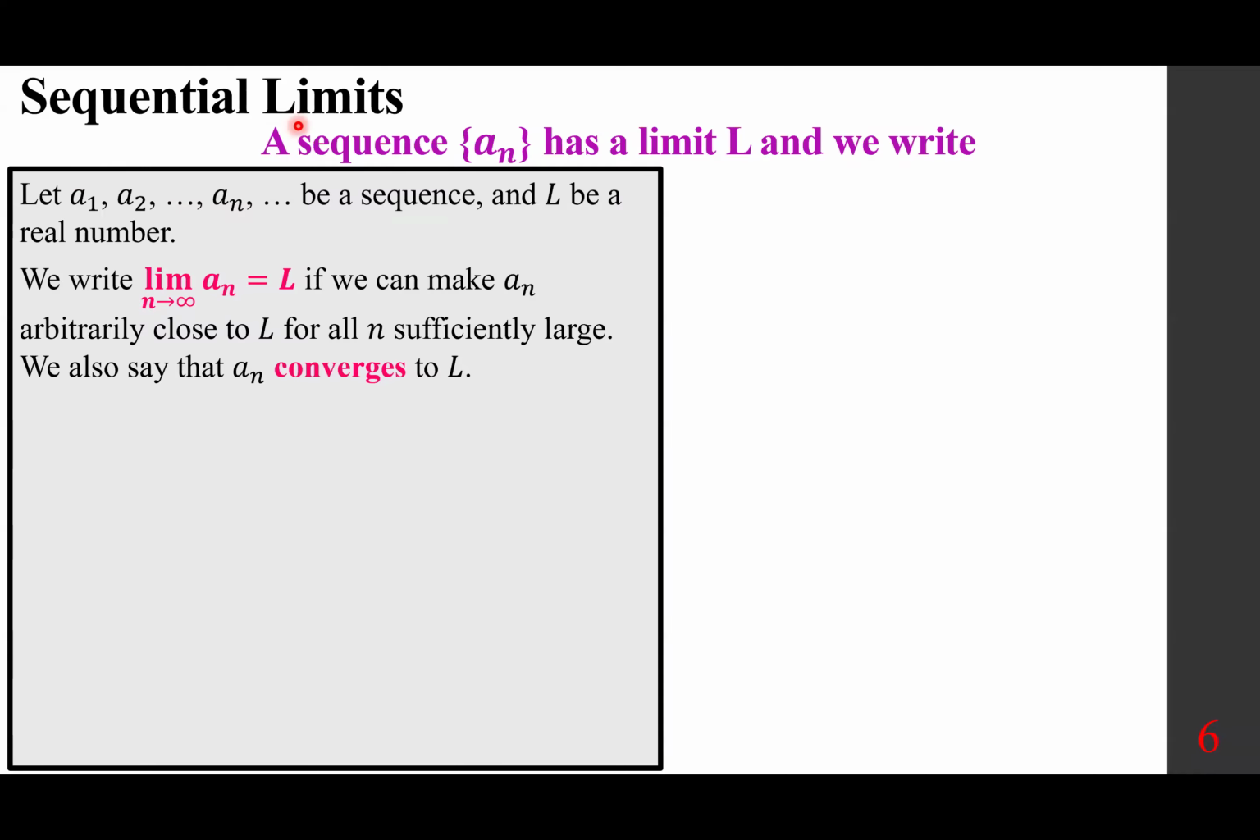We're going to continue. Sequential limits. A sequence A sub n has a limit L, and we write, let A sub 1, A sub 2, all the way to A sub n be a sequence, and L be a real number. We write the limit of A sub n as n approaches infinity is L if we can make A sub n arbitrarily close to L for all n sufficiently large. We also say that A sub n converges to L.